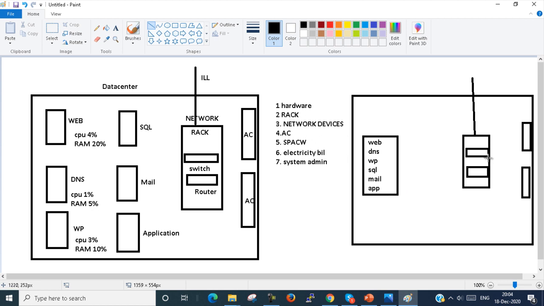Rack remains the same, you can buy a smaller rack. Network devices remain the same, but you can deploy a small number of switch ports because there is only one server. We have to deploy air conditioners, obviously, but the capacity of the air conditioner is very low. Very small space is required to establish this data center. Electricity bill will be less because a smaller amount of hardware is configured there. So for that reason, we are deploying virtualization in our environment. This is the reason.